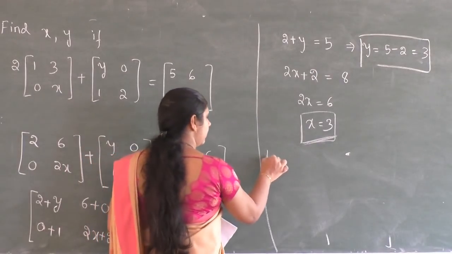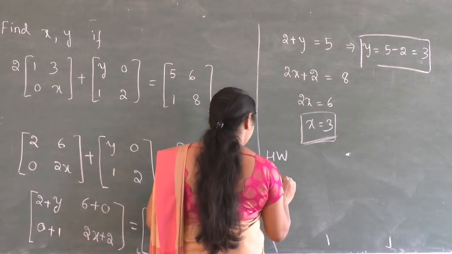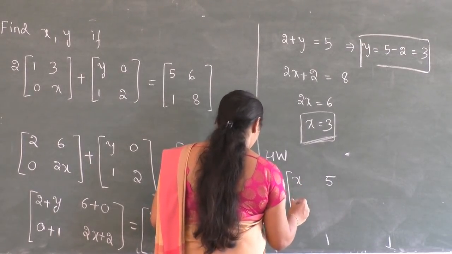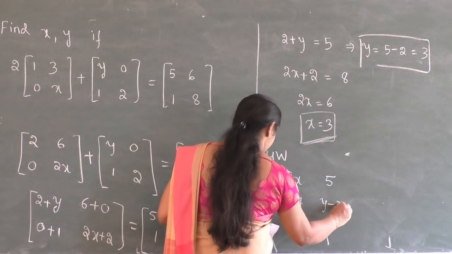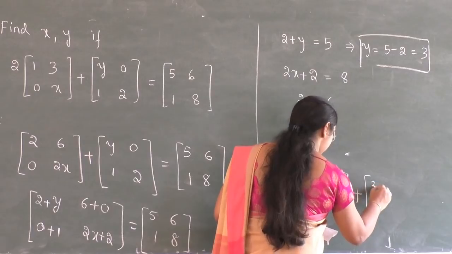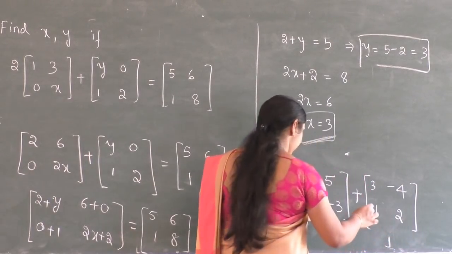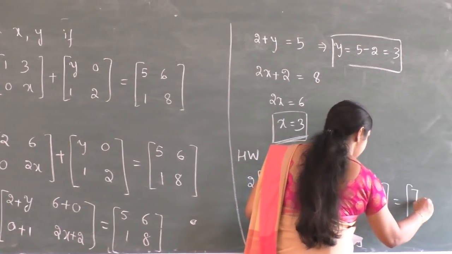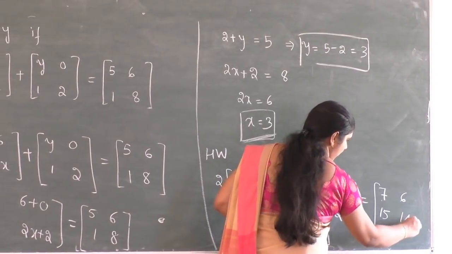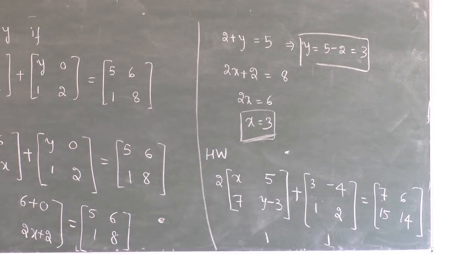Now write one homework for this. Question is saying find x and y. If 2 into [x, 5, 7, y minus 3] plus [3, minus 4, 1, 2] is equal to [7, 6, 15, 14]. Question is saying find x and y.